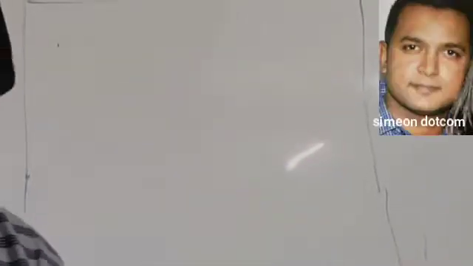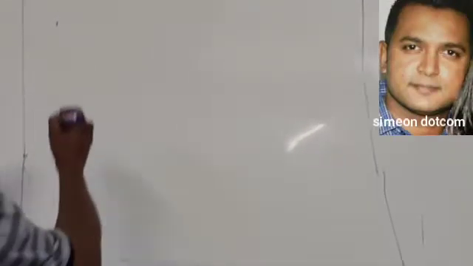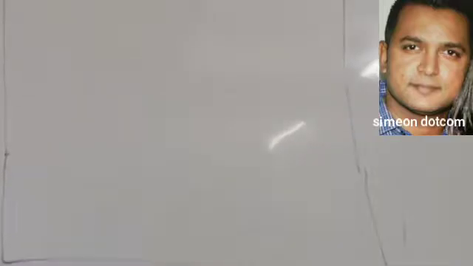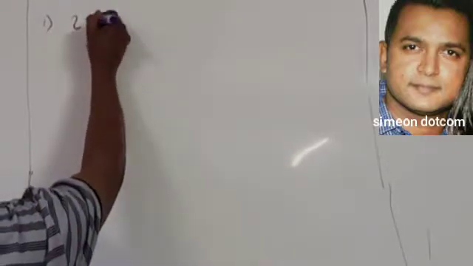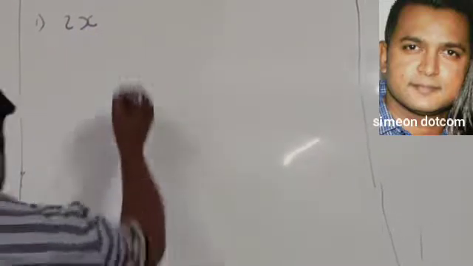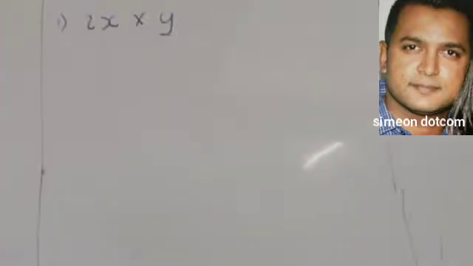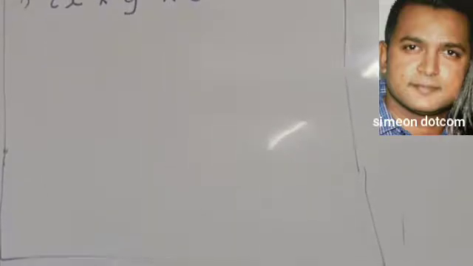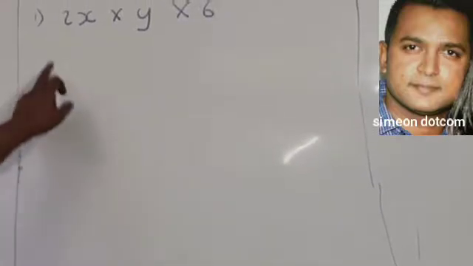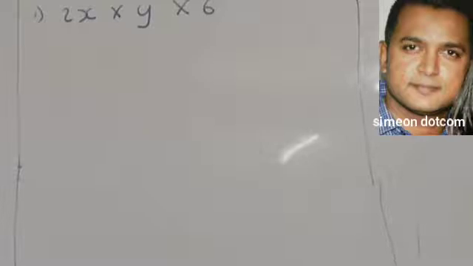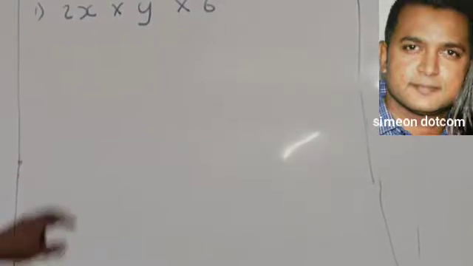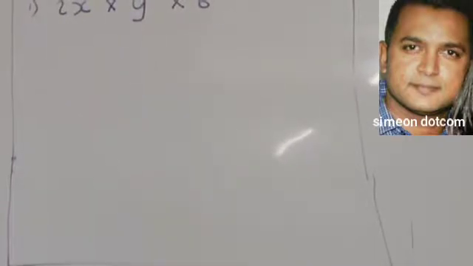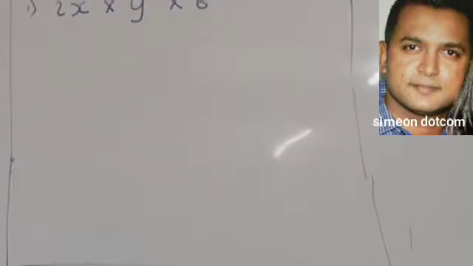Right, algebraic expressions. Basically, for algebraic expressions, I'm going to look at a couple of examples. Firstly, I'm going to give you 2x times y times 6. The rule when it comes to algebraic expressions is this: when you're multiplying, you multiply the numbers together, and when it comes to the letters, if they are not the same, then you just join them together, next to each other.